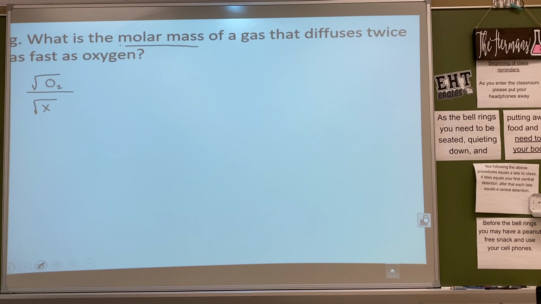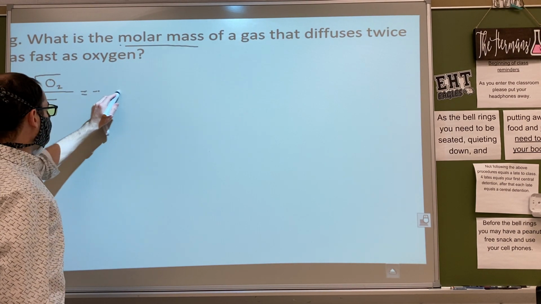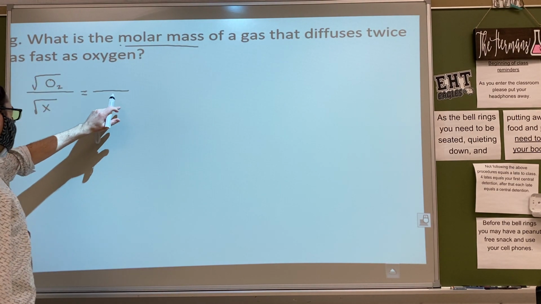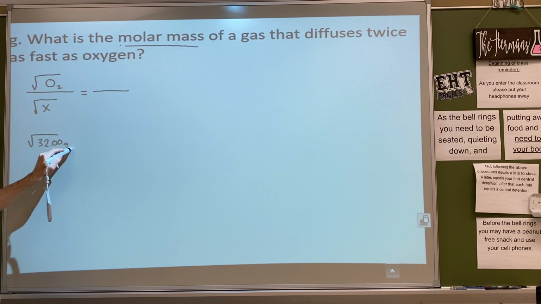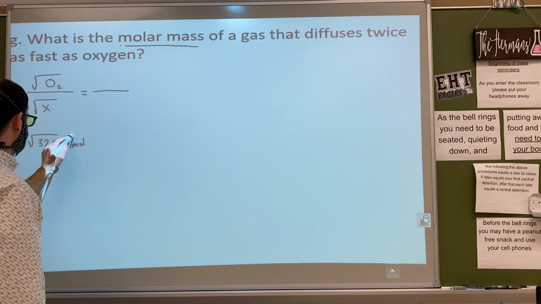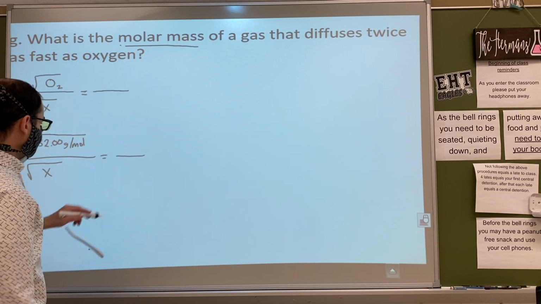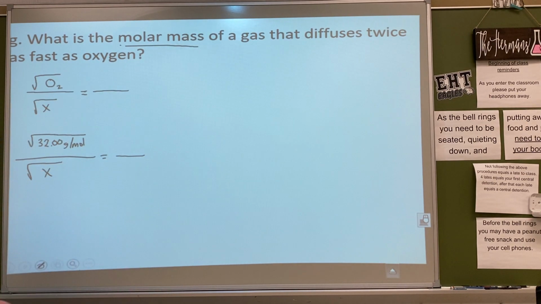All right? And now we need to figure out if the 2 is going to be on the top or the 2 is going to be on the bottom. All right? And it might be easier if we think about this with the numbers in there. So oxygen is going to be 32 grams per mole. This is still going to be X. And then this is either going to be 2 up here or 2 down here.